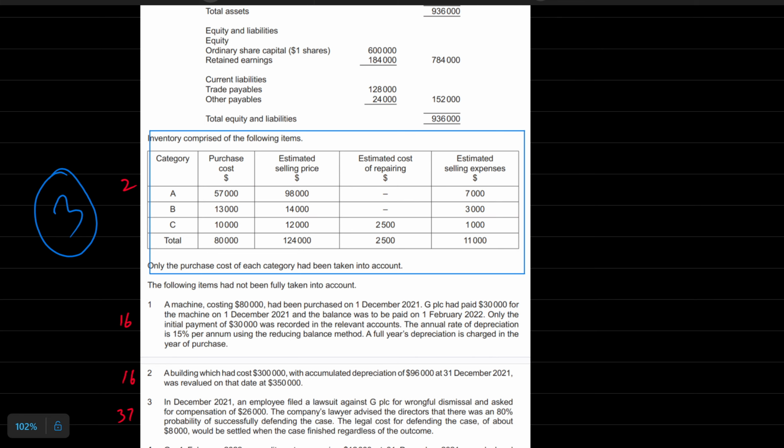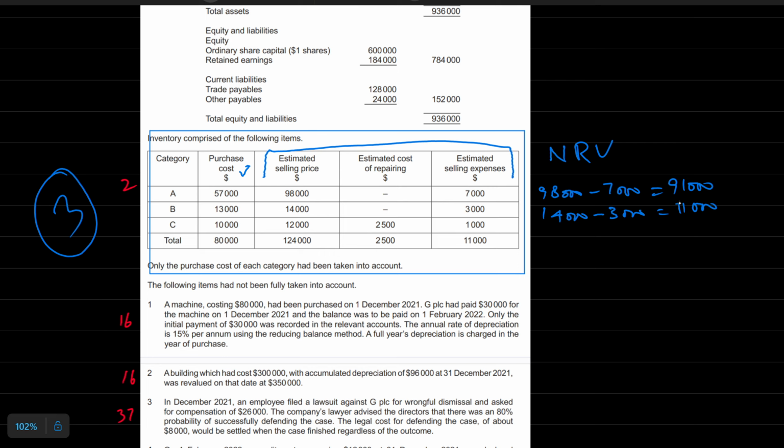In this question, there are three categories of inventories. Purchase price is given, selling price, estimated repair cost, and estimated selling expenses is given. From these three columns, we can calculate its net realizable value. So students, first of all, we should calculate net realizable value. Net realizable value of A is 98,000 minus 7,000. That will be equal to 91,000. And for B, this will be 14,000 minus 3,000 will be equal to 11,000.